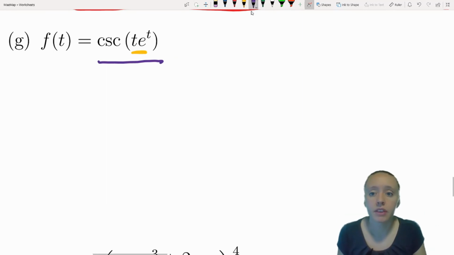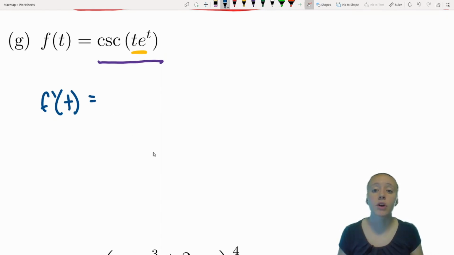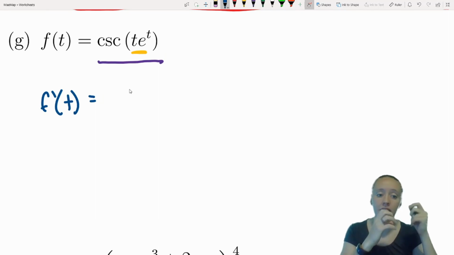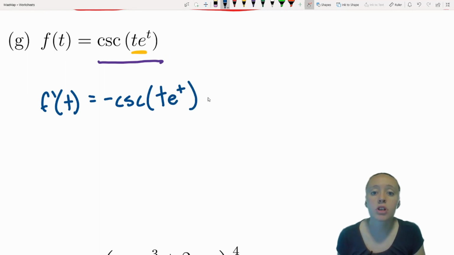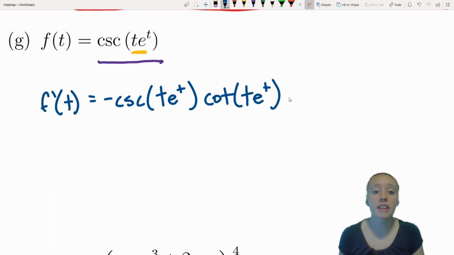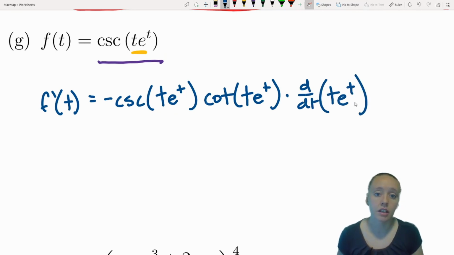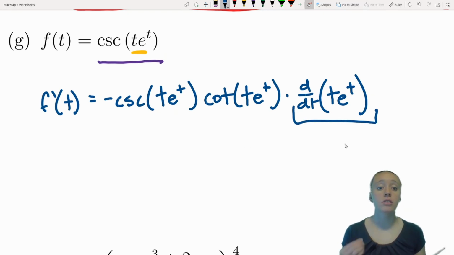So let's get started. F prime of t, starting with that outermost function's derivative, the derivative of cosecant is negative cosecant cotangent. So it's negative cosecant of the function times cotangent of the function, and then finally times the derivative of that function. So we'll have negative cosecant of t e to the t times cotangent of t e to the t, but we still need to multiply this by the derivative of t e to the t. Now I wrote it like this to help us keep track, because the derivative of t e to the t, we're going to need to do the product rule for.